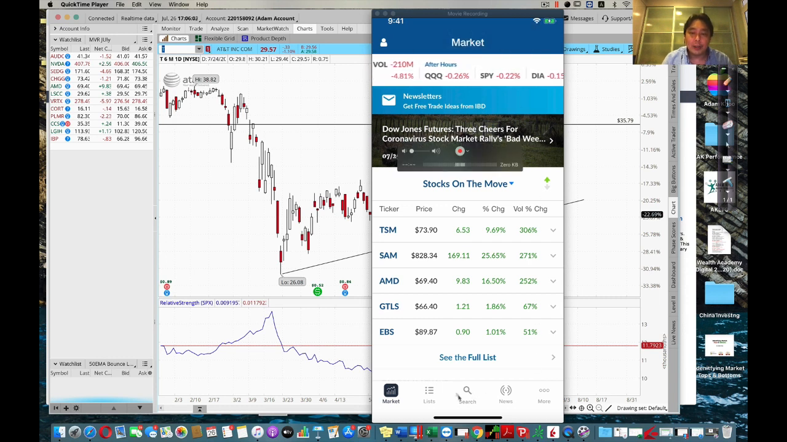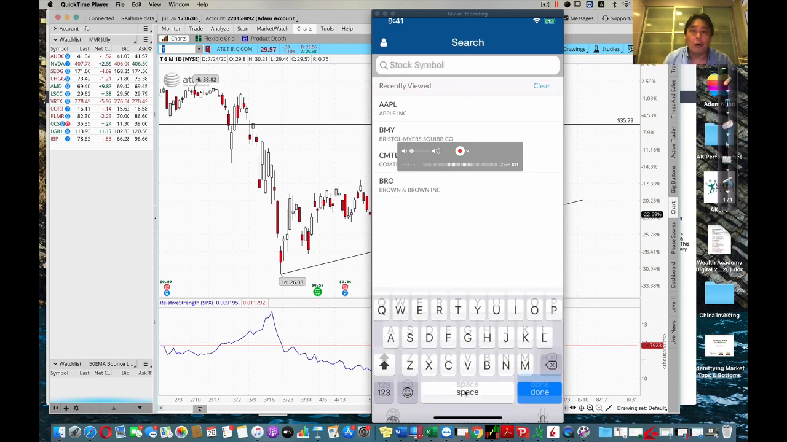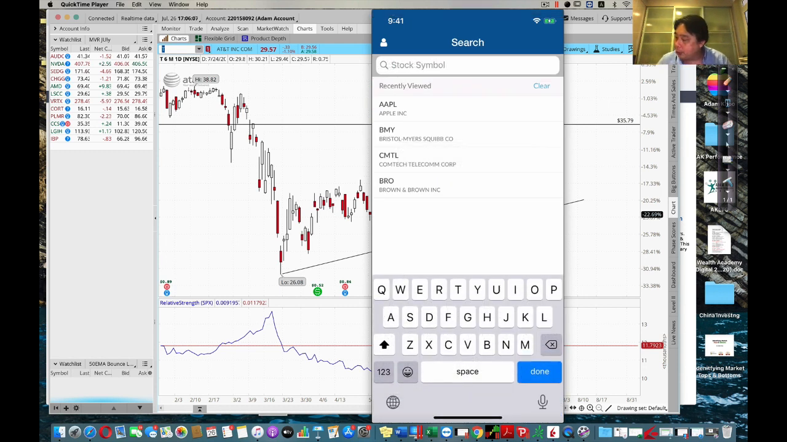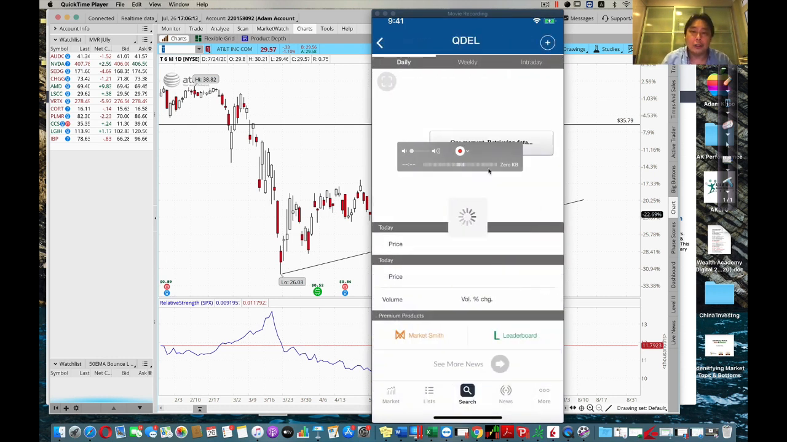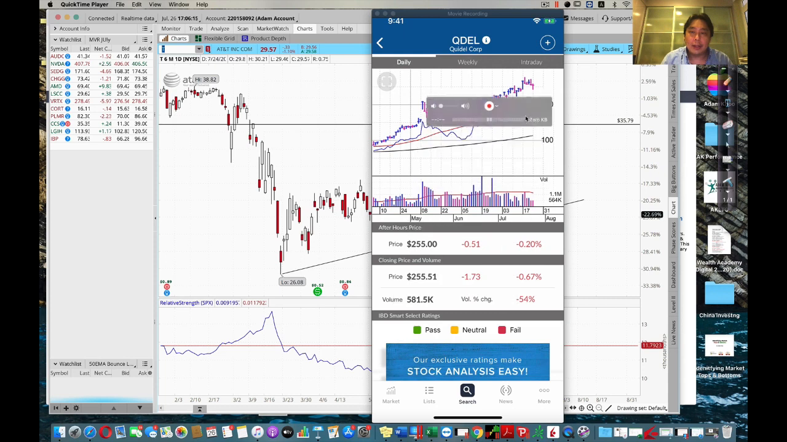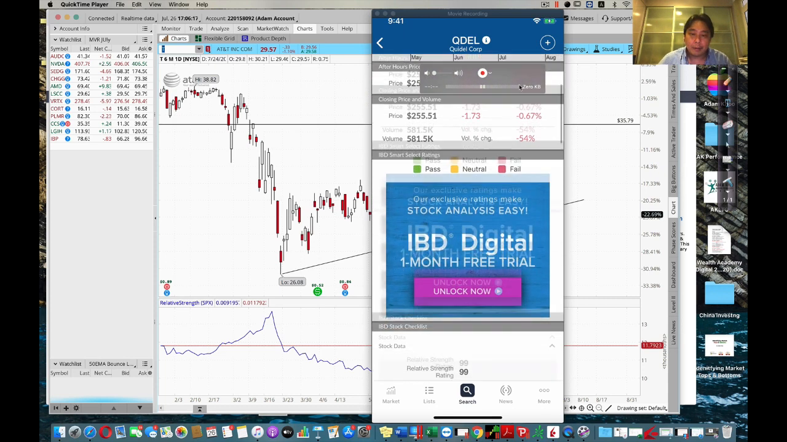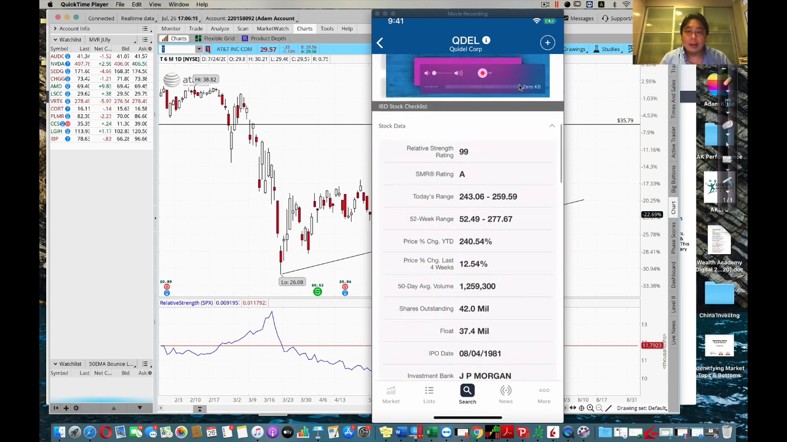Okay, so for example, over here, you can just search for a stock. If I search for QDEL, remember QDEL? That's the first one I showed you with high relative strength. And what happens? Boom. You can see that the relative strength is, drum roll please, 99 relative strength. Ta-da!